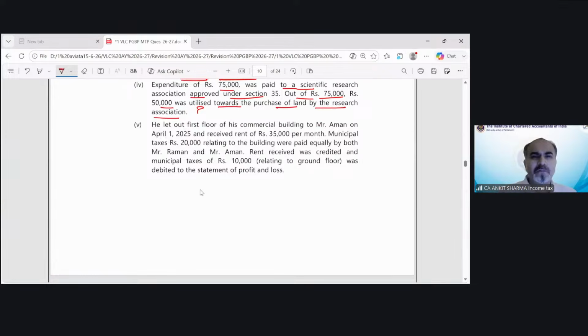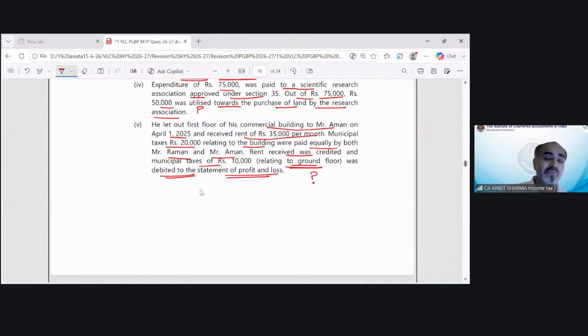He let out the first floor of his commercial building to Mr. Aman on April 1, 2025 and received rent of 35,000 per month. Municipal taxes of rupees 20,000 relating to the building were paid equally by both Raman and Mr. Aman. Rent receipt was credited and municipal taxes of 10,000 of the ground floor was debited to the statement of profit and loss account. Now, can you tell me the treatment of this paragraph?